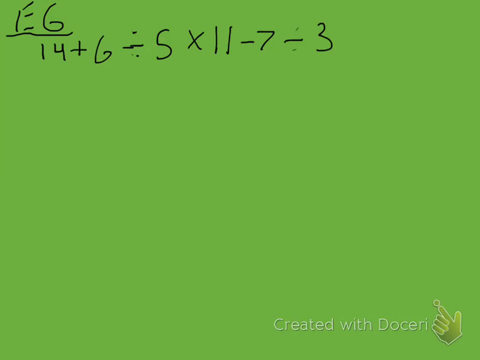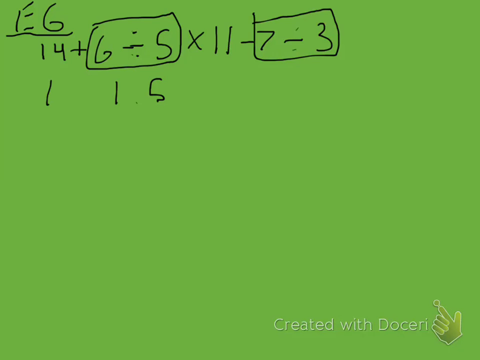Alright, here we are with example 6. To start off with PEMDAS, the first thing we're going to do is the division in this problem. The two division problems in here are going to be 6 divided by 5 and 7 divided by 3. 6 divided by 5 would come out to 1.2. And then you just bring down the rest of it. And then 7 divided by 3, we're just going to take that and make it a fraction.